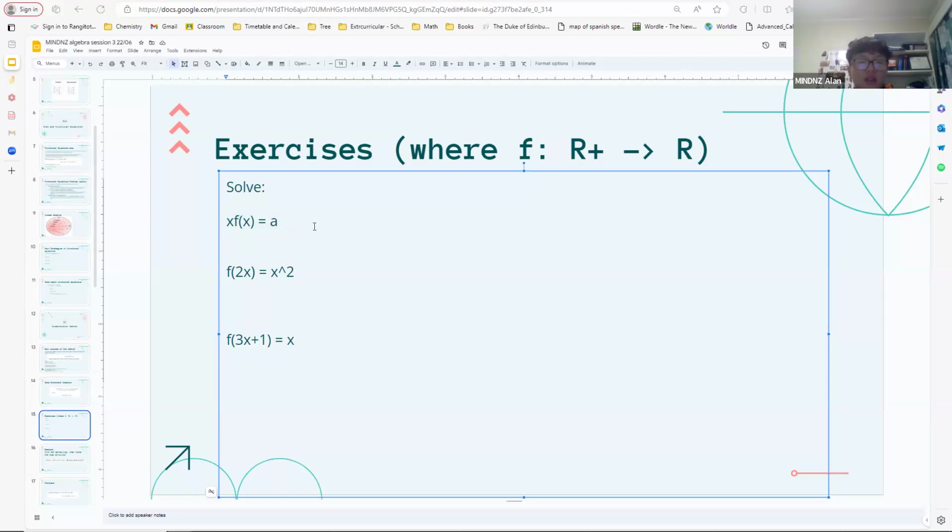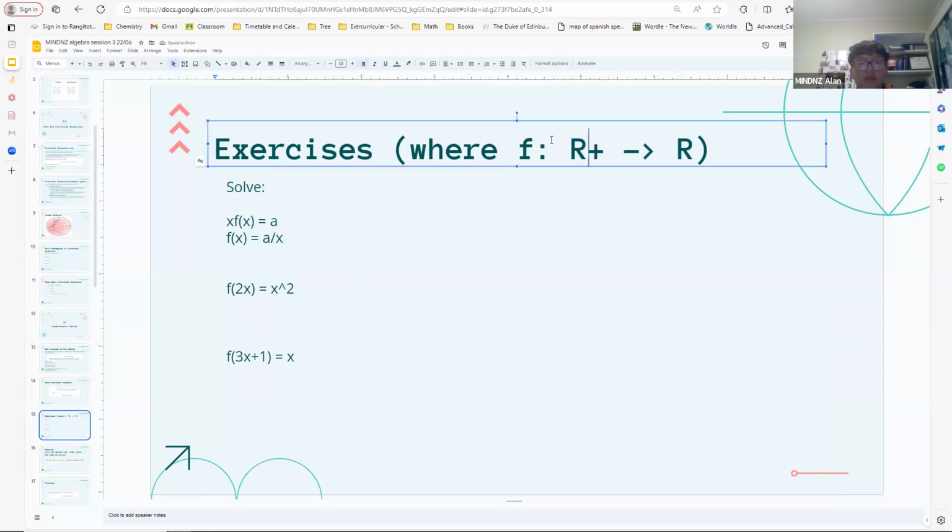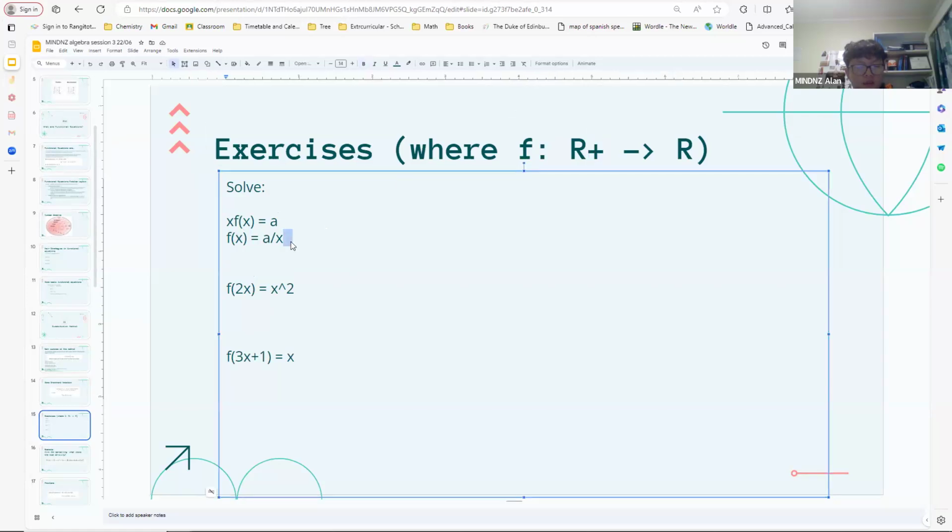Okay, so how would we find f of x by itself on one side? We just divide by x, right? So this one's quite trivial. You just divide by x to get f of x equals a over x. And because it's positive reals, it's defined for every single number x. And then I'll give you guys some time to try the next one.